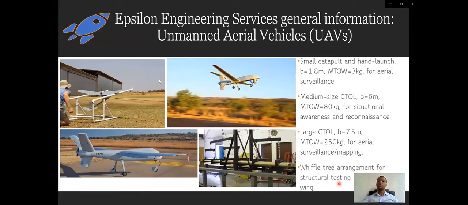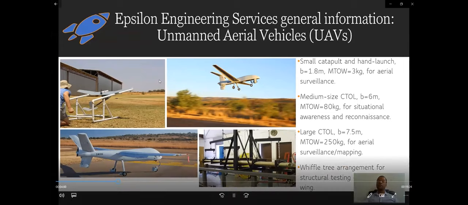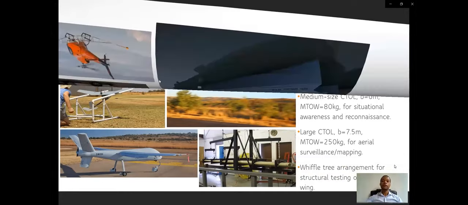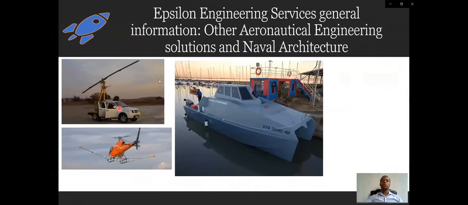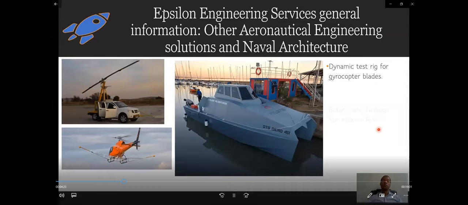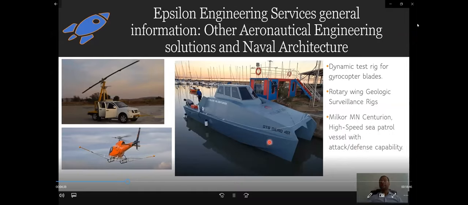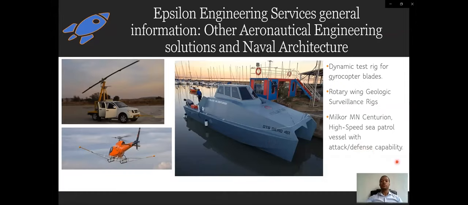This figure shows a whiffle tree arrangement for structural testing of a cantilever wing, which is also conducted at Epsilon. Epsilon has also been involved in the development and manufacture of gyrocopter blades. So this is a dynamic test rig for such a development. Rotary wing surveillance rigs have also been developed at Epsilon. This is a picture that shows that. And most recently, Epsilon has also been involved in the development and manufacturing of a high-speed sea patrol vessel with attack and defense capability.